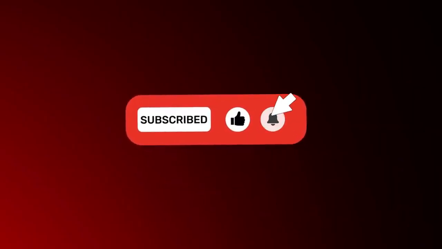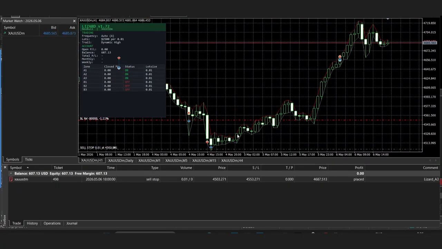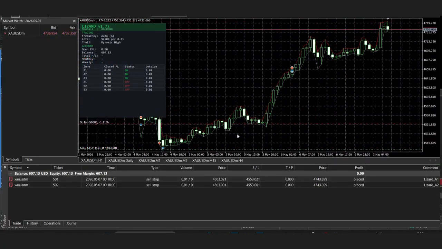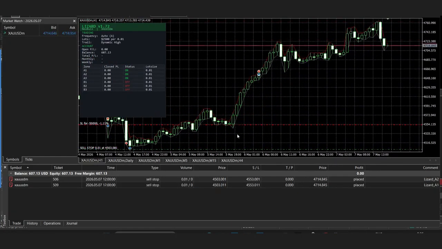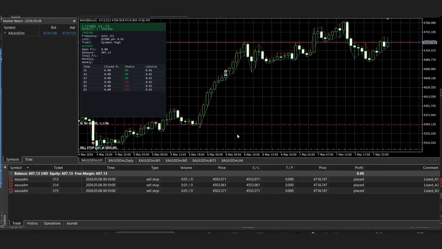And remember, no EA is a substitute for understanding how the market actually works. If you don't know why breakouts fail, this EA won't save you. It'll just automate your confusion.